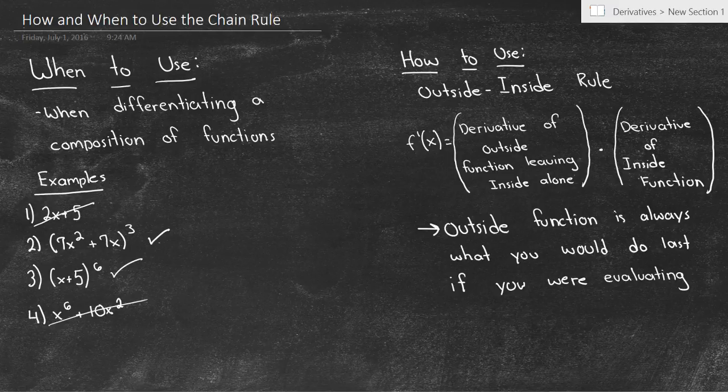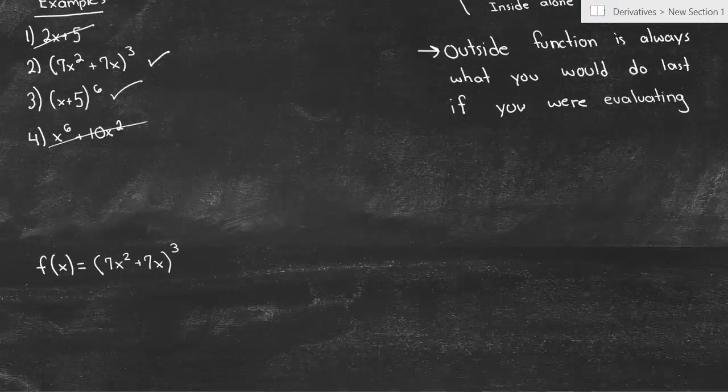And as we go through examples, we're going to label what the outside function is and what the inside function is. And what I always struggled with is, how do I know what the outside function is? And the outside function is always what you would do last if you were evaluating. So it's the final step in evaluating the function. That would be your outside function. So let's take a look.